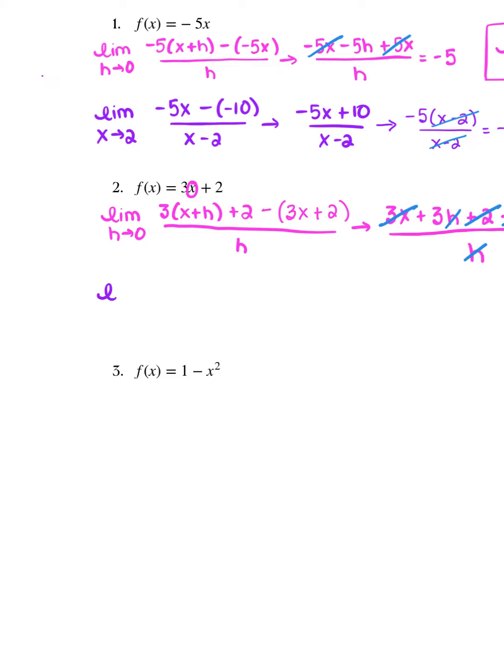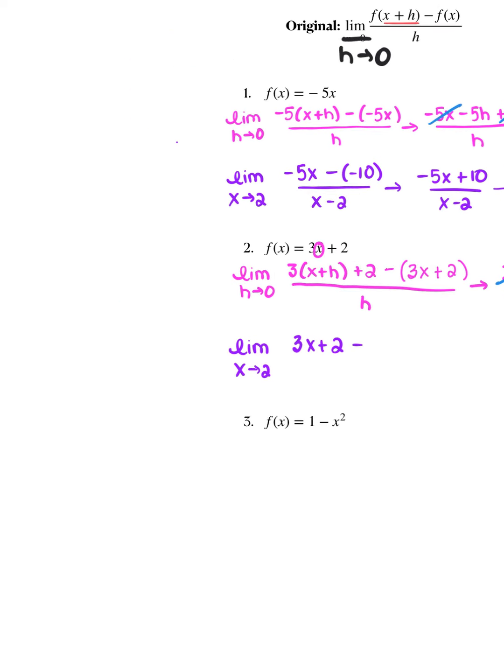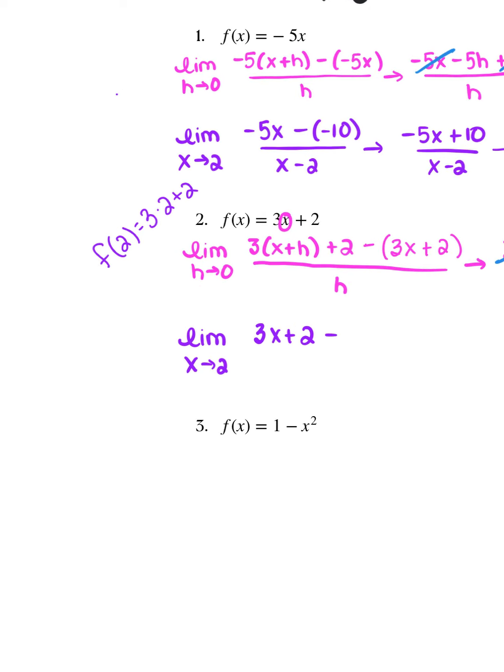So we want to find the limit as x approaches 2 of f of x, so that's the 3x plus 2, minus f of 2. So kind of off to the side here, I just want to remind you how I'm finding this. I'm going to say f of 2 is equal to 3 times 2 plus 2. I'm putting the 2 into the function, and so that 6 plus 2 is 8. So when I come back down here, my f of 2 is equal to 8. And then that's going to be over x minus 2. And let me get rid of this so I don't confuse anyone later.